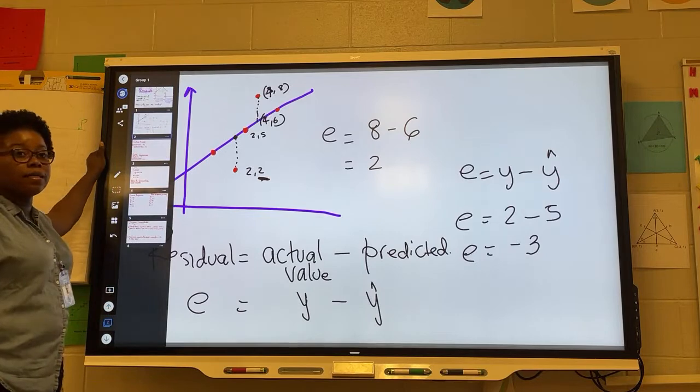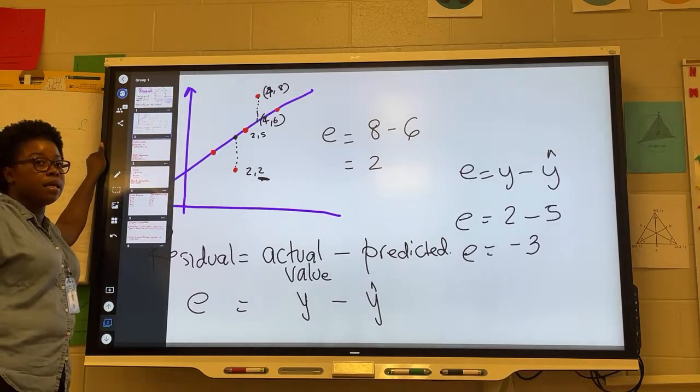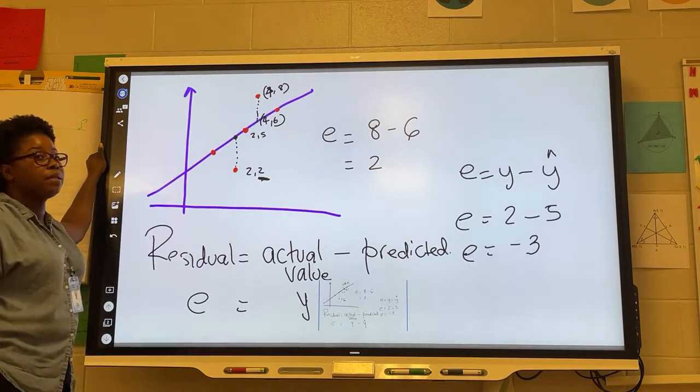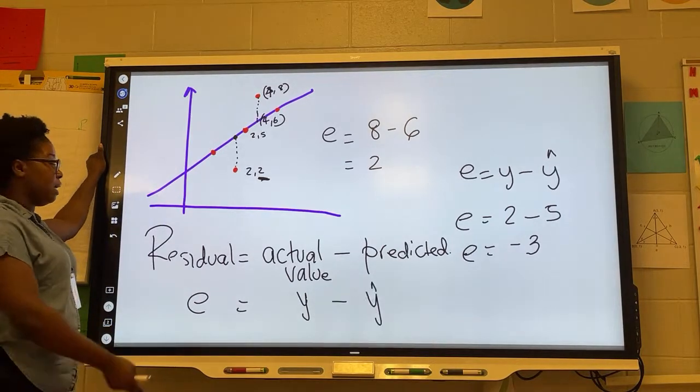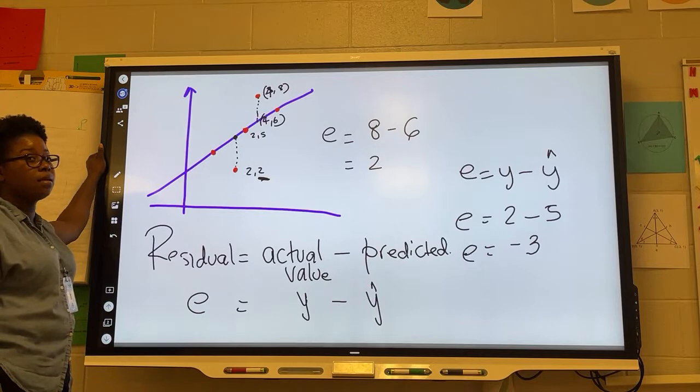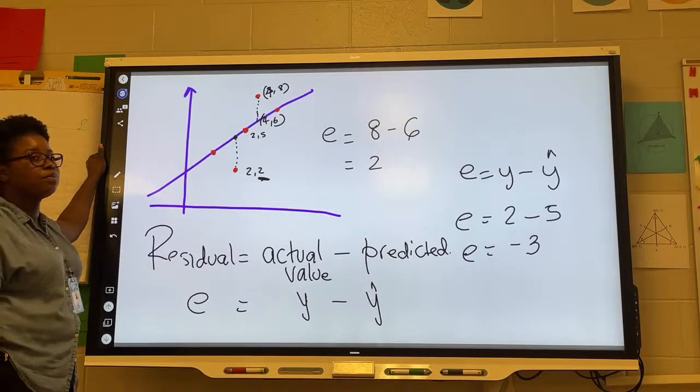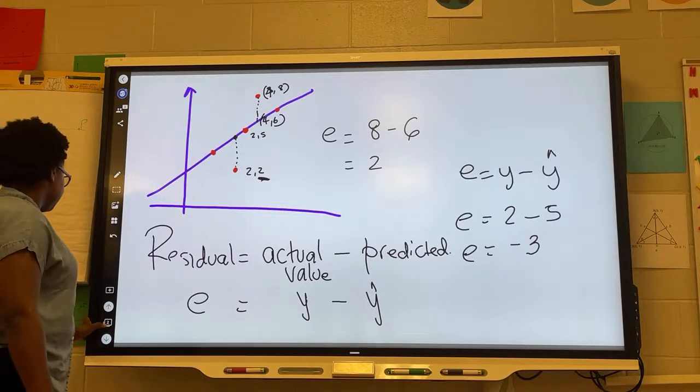I hope you understand this part. So residual formula: actual minus predicted value. You plug the numbers into your calculator or the formula and you solve. Do you have a question? No. Alright.